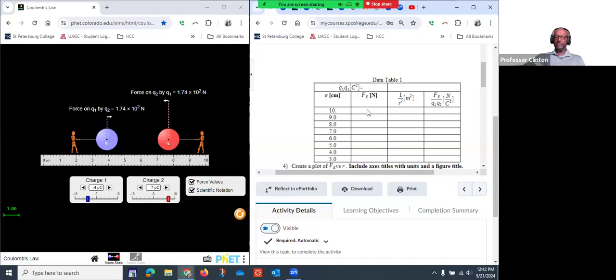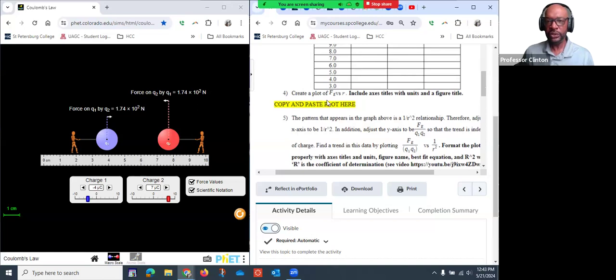Okay, so you don't need to repeat and write down, say, for example, in this column here, let's just say 1.74 times 10 to the second power. You don't need to write down newtons, newtons, newtons every time. It's understood to be in newtons once you define the units. Okay.